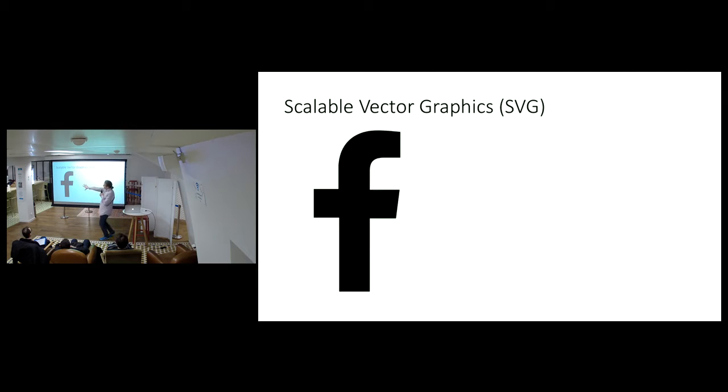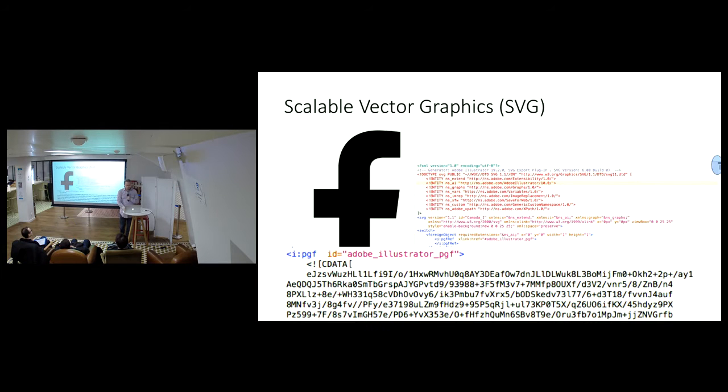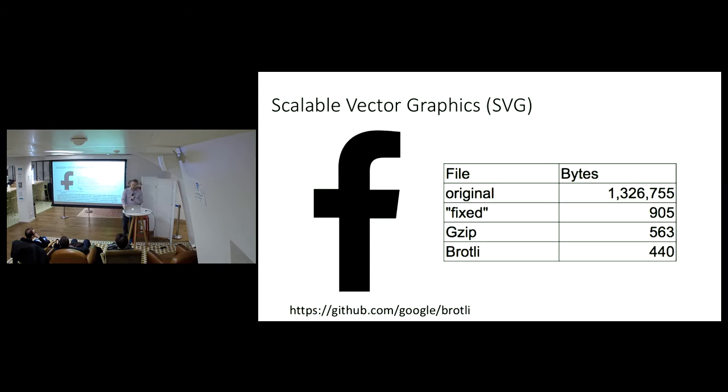This is a graphic from a site in Brazil. They put the Facebook logo on the web page. That's great. But if you look at it, I can open up the XML, and there's this Adobe Illustrator stuff on the inside of this page. And it turned out that Adobe Illustrator added about 1.3 megabytes of extra stuff to this XML file. So when I went into the XML and deleted all of that, it was 900 bytes.